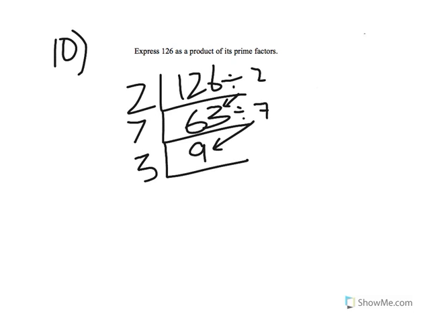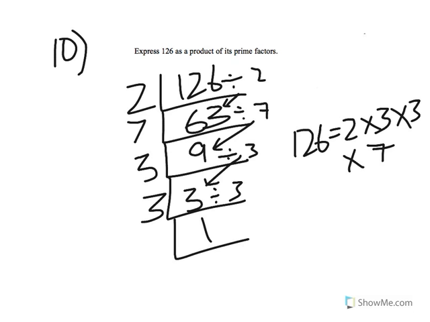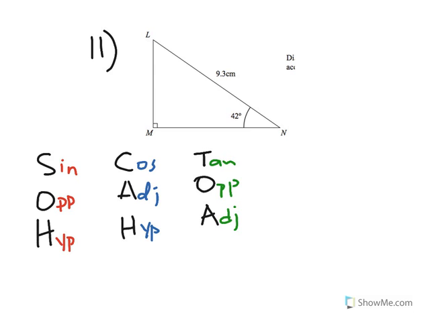9 is divisible by a prime factor 3. You divide this by 3, and you're going to get 3. And 3 is divisible by 3, and you're going to get 1, which is what you want. So 126 is actually equal to 2 times 3 times 3 times 7. My bad. So yeah, that is your prime factor. That is 126 as a product of its prime factors.